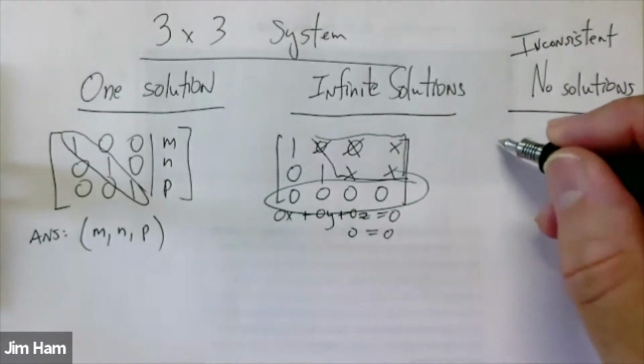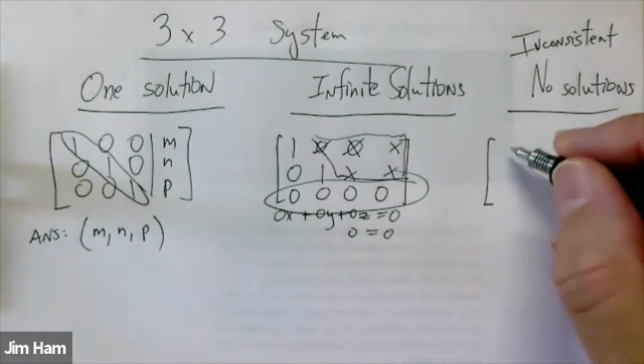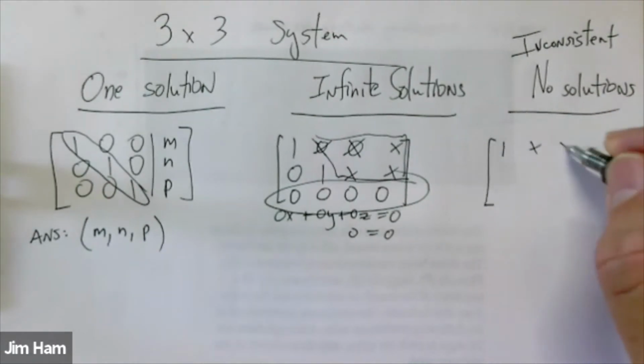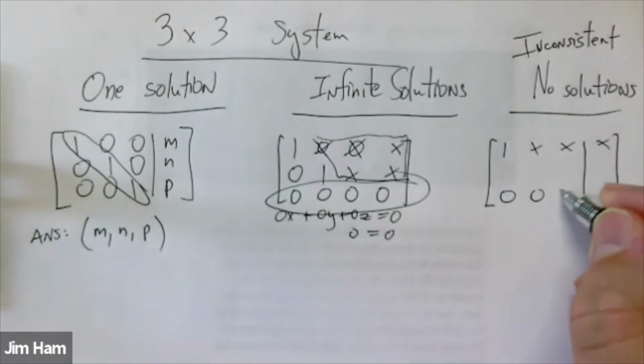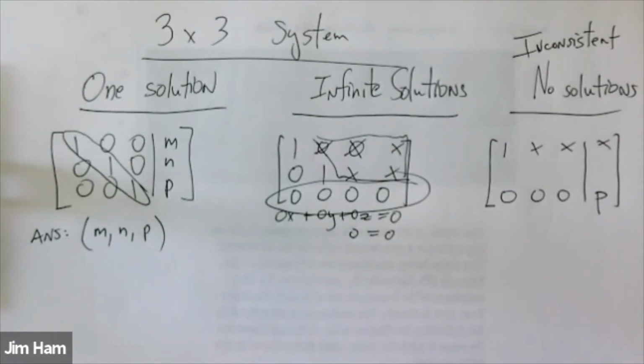And the only difference over here is that the bottom row is going to be all zeros and then some number. Now, if you want MNP here, you can have that.